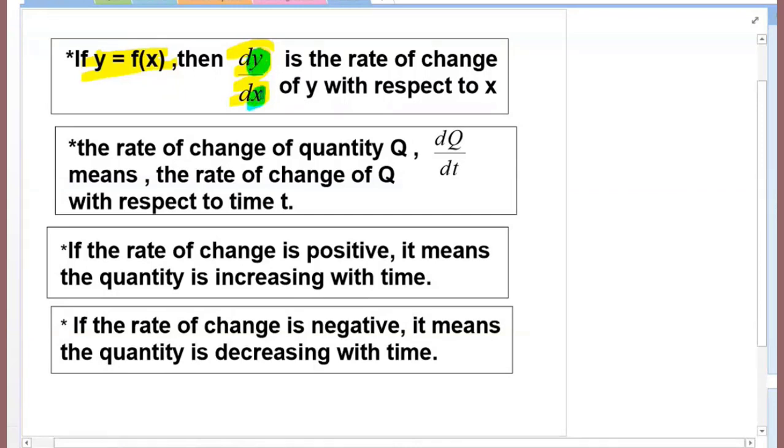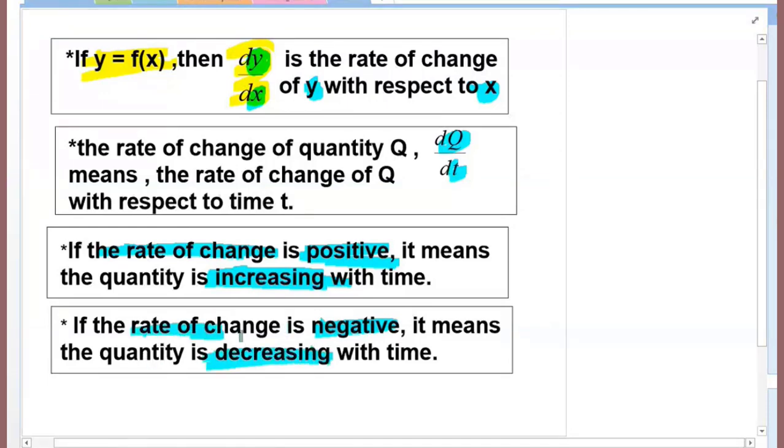The rate of change of quantity Q, dQ/dt, means the rate of change of Q with respect to t. If the rate of change is positive, it means that the quantity is increasing. The rate of change negative means that the quantity is decreasing.